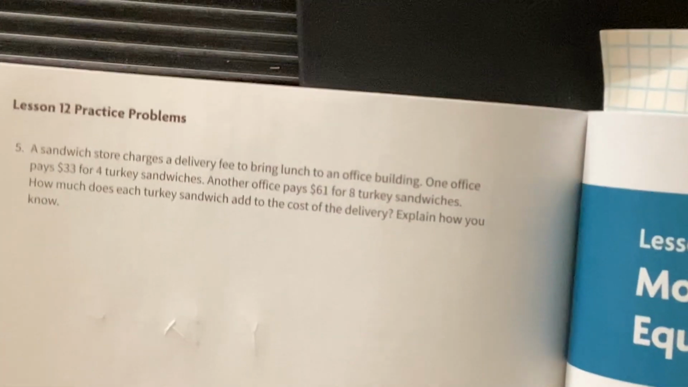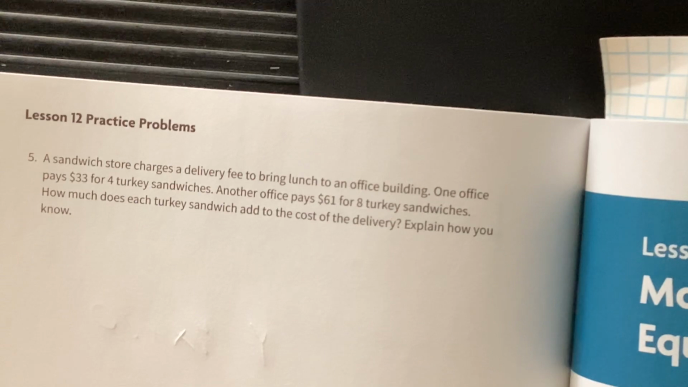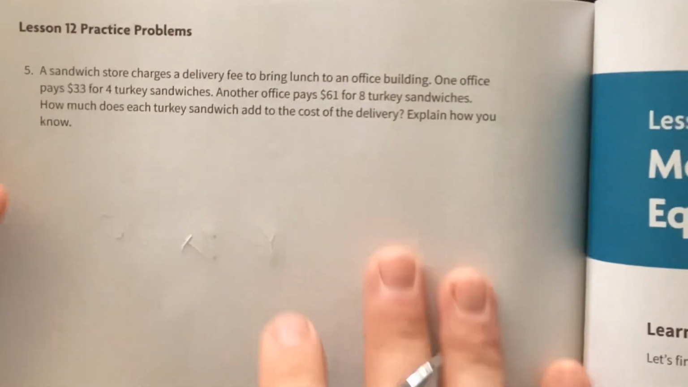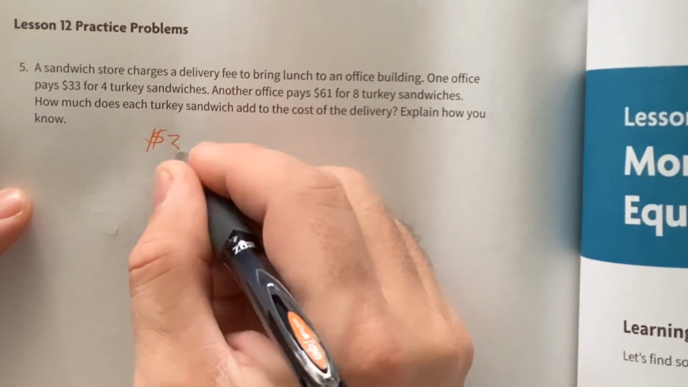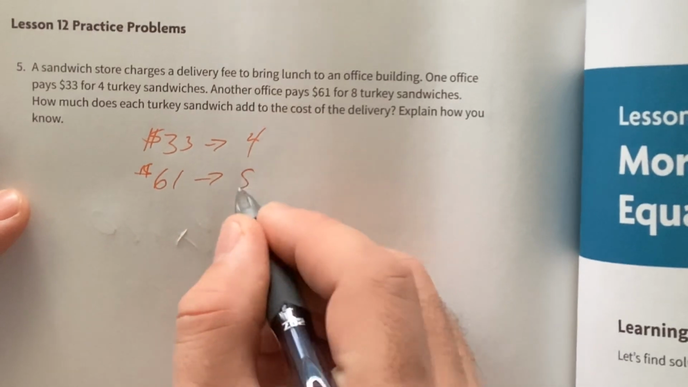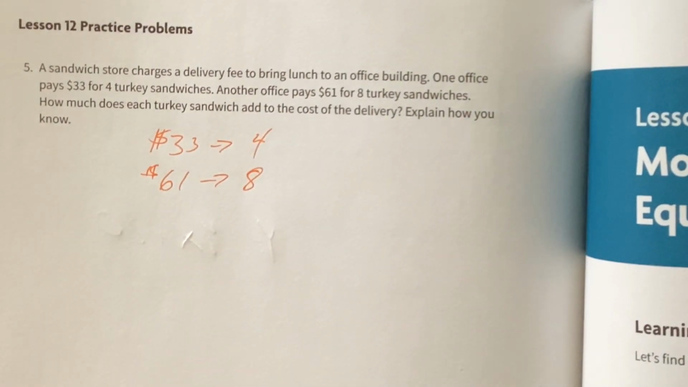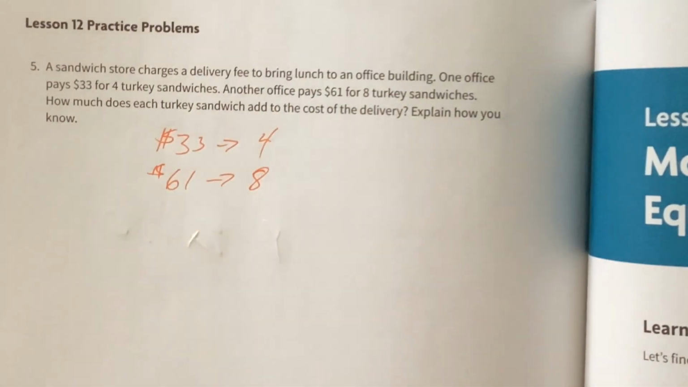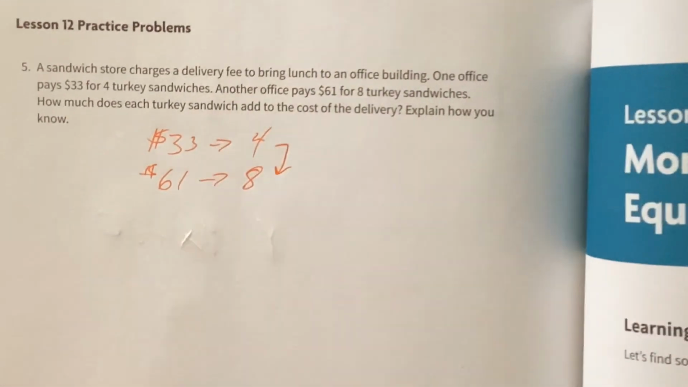Question number 5. Sandwich store charges a delivery fee. This is similar to one that we did earlier this unit, about pizzas, if I remember right. So $33 for 4 sandwiches. And then for 8, it's $61. So I gotta figure out the delivery fee. 33 divided by 4, 61 divided by 8 won't work, right? Not proportional because of the delivery fee. So I need to figure out how much these 4 sandwiches cost.